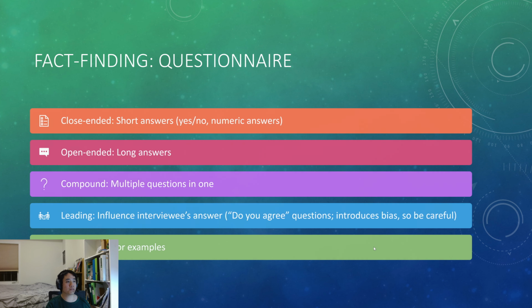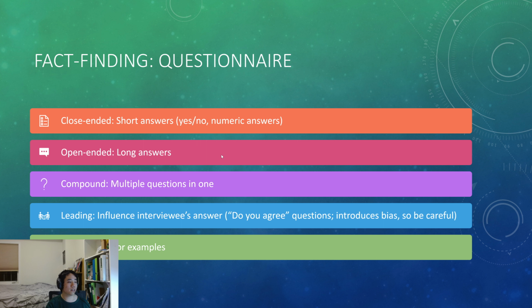There are different types of questions you can include in the questionnaire. You can have a close-ended question, basically a simple yes or no, or some numeric answers. So basically they provide definitive answers.